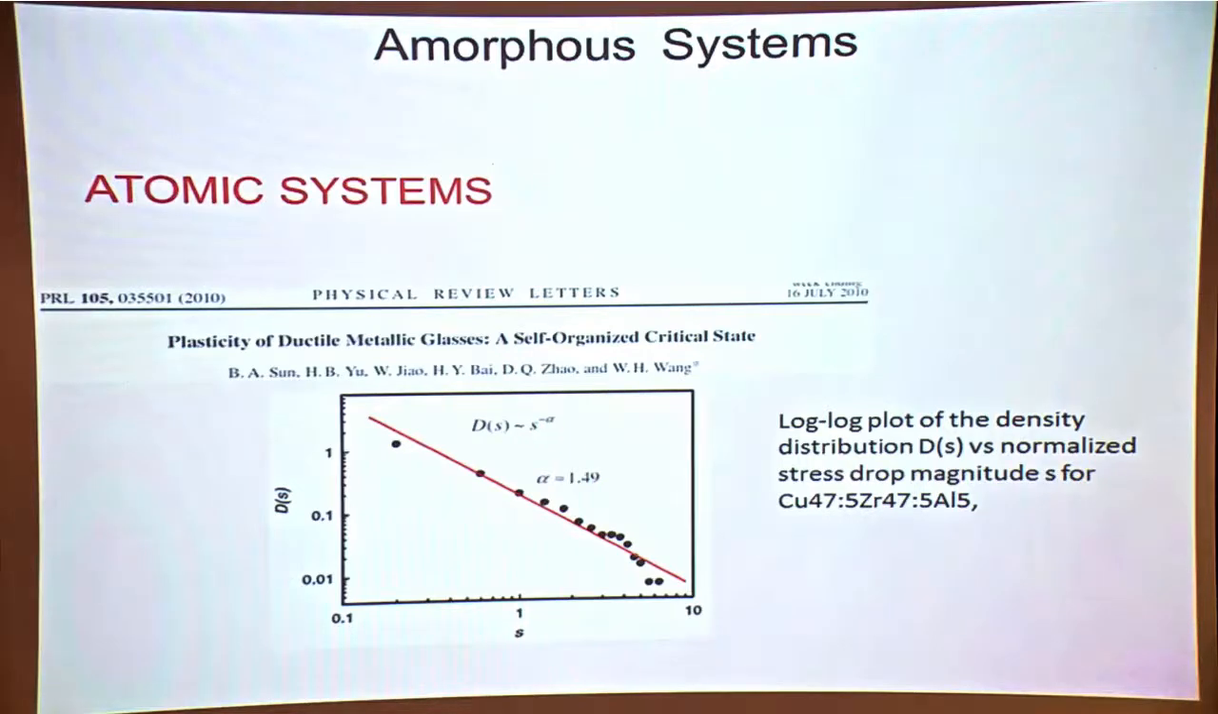Not yet melted. But in atomic systems, in amorphous systems, there have been few experiments. For example, in 2010, they had looked at the magnitude of stress drops as you go to the yielding, and they plotted that distribution, and that also has some kind of a power law with exponent 1.5. So there is no very established understanding of these things, but it is believed that they are all related to avalanches, and hence there should be some criticality at the yield point.